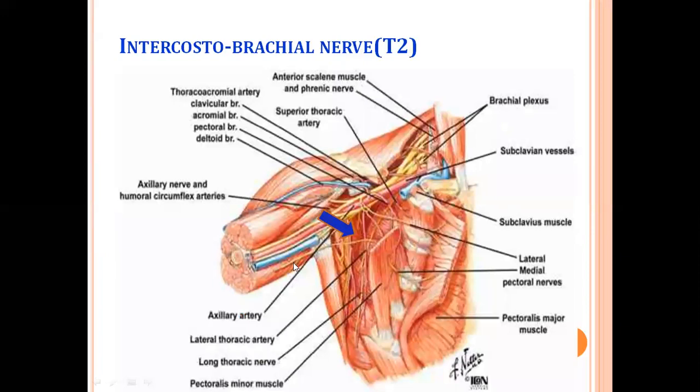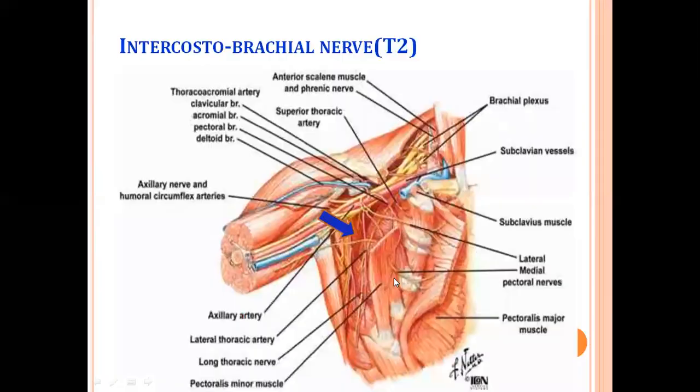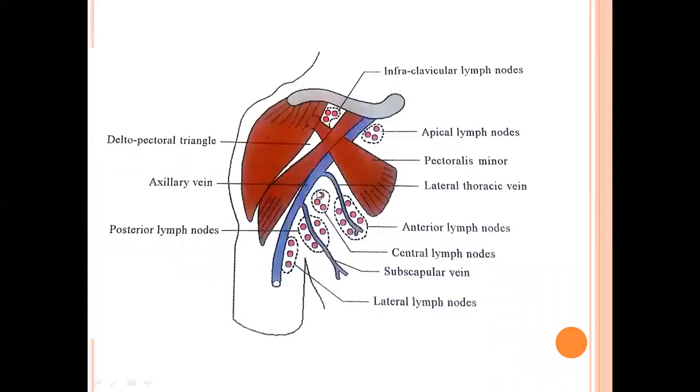This is our intercostobrachial nerve, which is piercing the thoracic cage, moving along the medial side of the arm, along which the pain will be referred if there is any breast cancer because of the compression by this central group of lymph nodes. Okay. These lymph nodes will be enlarged and will be compressing the intercostobrachial nerve. So these were the groups: anterior, posterior, lateral, and central.